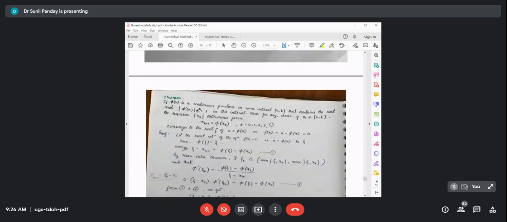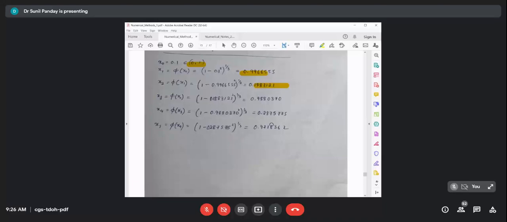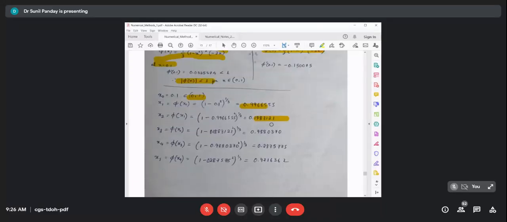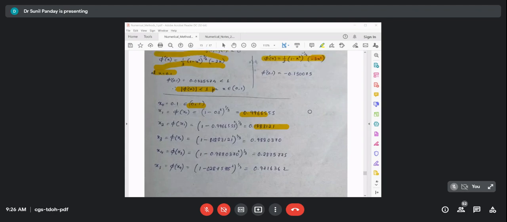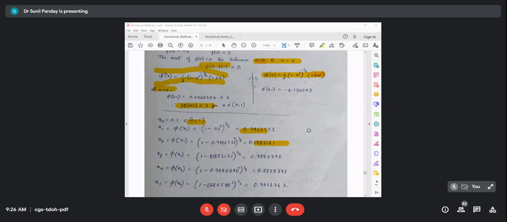Sir, I missed a part there. My net is a bit weak, so I did not hear it well. The part where we're taking the first derivative of phi at 0.1 for the second one. Why are we not taking that value, sir?